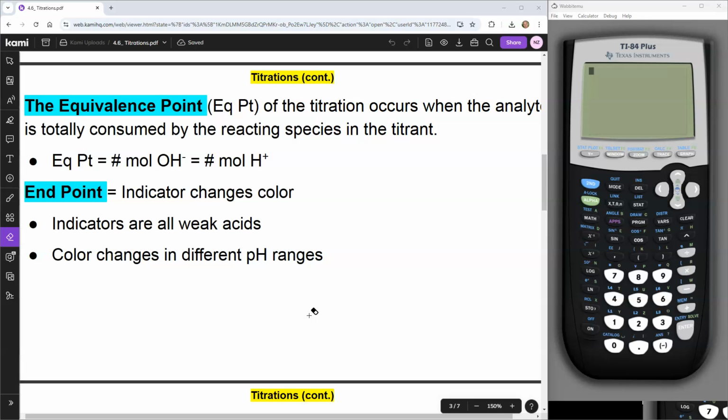The endpoint is when the indicator changes color. So your equivalence point and your endpoint aren't necessarily the same point. So in an acid-base titration, indicators are all weak acids, and our color changes occur at different pH ranges. So it's not necessarily 7. Our endpoint could be at a variety of pH levels. It depends what you're looking for.